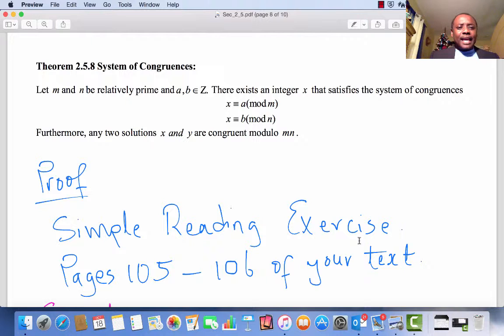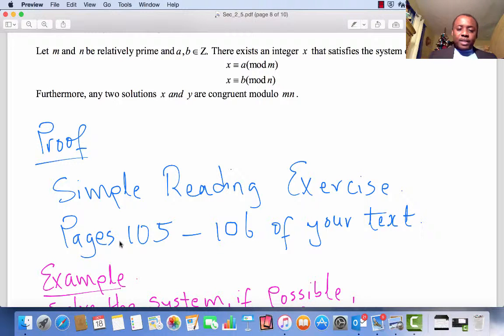Subsection 2.5.8, System of Congruences. Just like equations where we have systems of linear equations, we also do have systems of linear congruences. If m and n are relatively prime, and a and b are integers, then the system of linear congruences x congruent to a mod m, x congruent to b mod n has an integer solution. Furthermore, any two solutions x and y are congruent mod m times n. What do I have to check? M and n. If they are relatively prime, then this system has an integer solution.